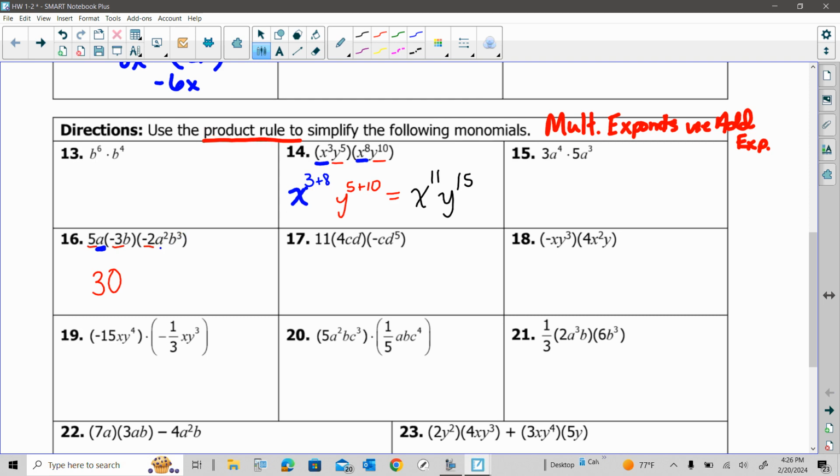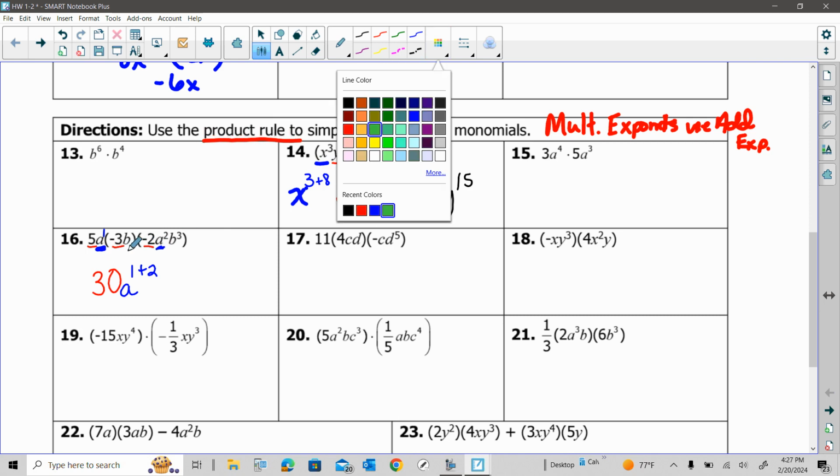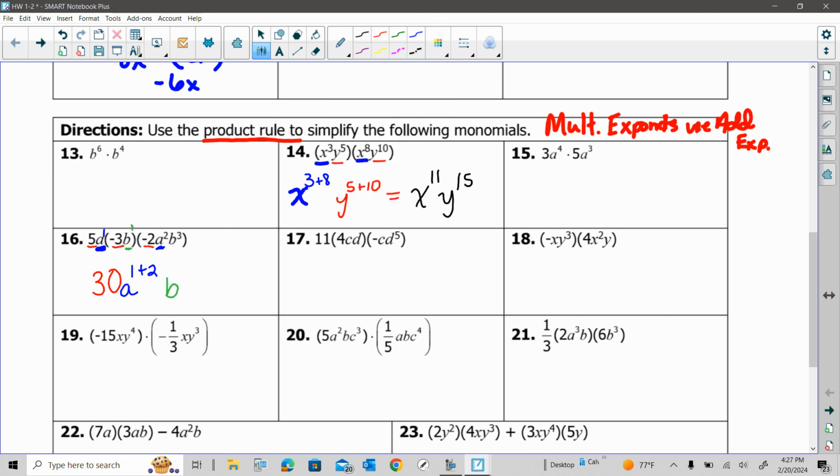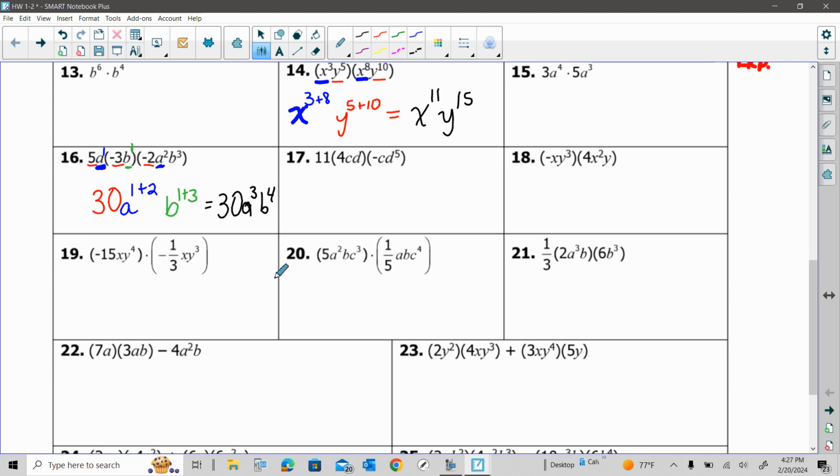And so if I'm dealing with a's, here's the next a right here. This a does have an exponent. It's like an invisible 1. So we're saying a to the exponent of 1 plus 2, because whenever we're multiplying, we add the exponents. Now I go to the b. This b has an exponent of 1. So we have a 1 and this exponent of 3, so we're adding those. So when we simplify this, this is 30, a to the 3rd power, b to the 4th power. Okay. So anything with numbers, you're just going to have to multiply them together and then add your exponents for each variable.